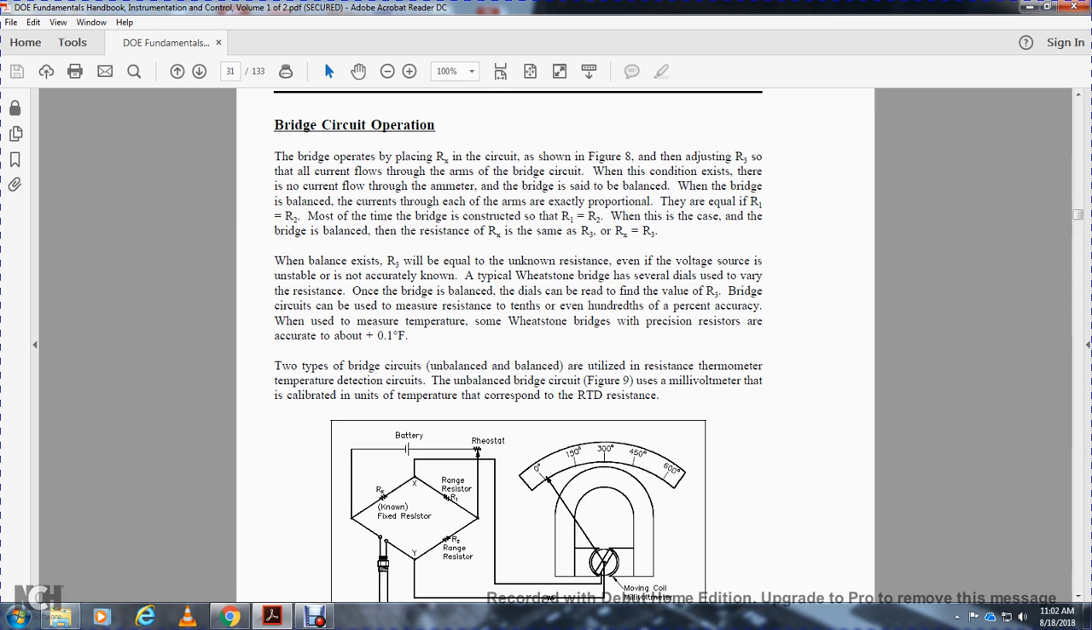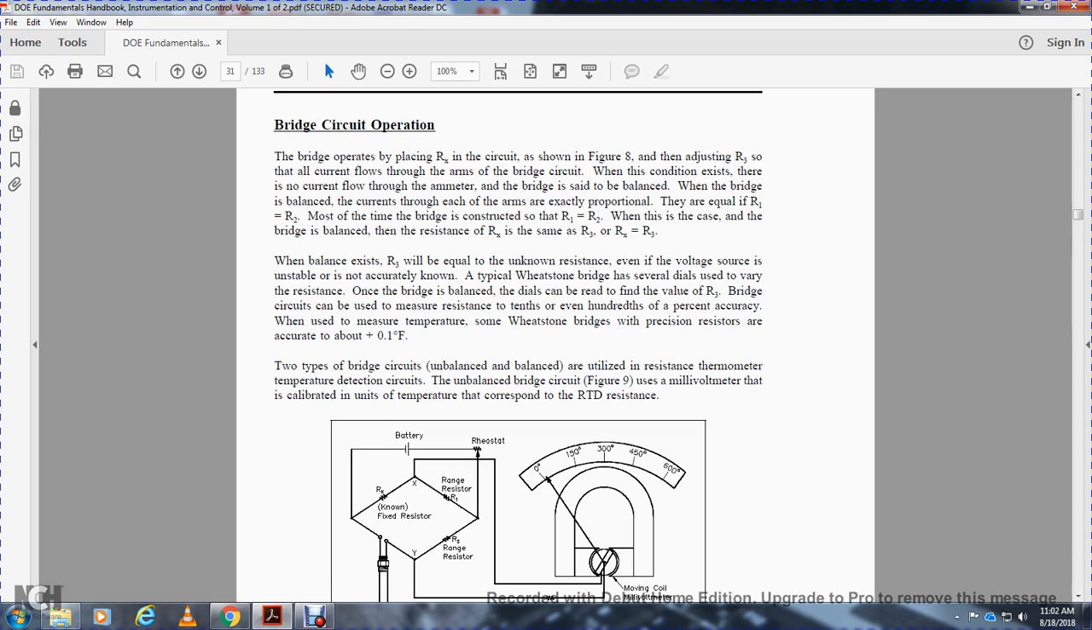In a typical Wheatstone bridge, the dial will vary the resistance, and on bridge balance the dial can be refined to the value of resistor 3. The bridge circuit can be used to measure resistance to tenths or even hundredths of a percent accuracy. When used to measure temperature, a Wheatstone bridge with precision resistors is accurate up to 1/10 of a degree Fahrenheit.